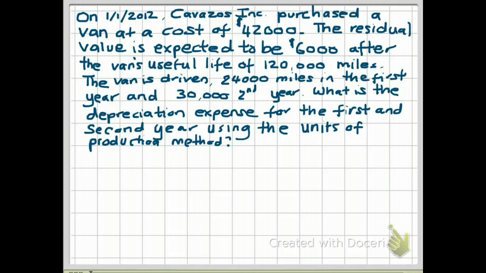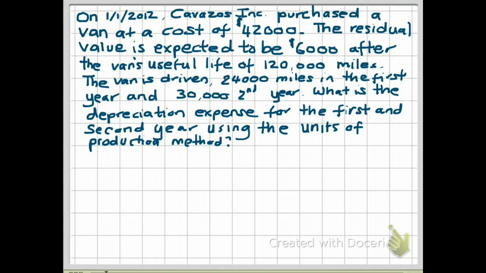Let's take a look at an example next. On 1/1/2012, Cavazos Inc. purchased a van at a cost of $42,000. The residual value is expected to be $6,000 after the van's useful life of 120,000 miles. The van is driven 24,000 miles in the first year and 30,000 in the second year. What is the depreciation expense for the first and second year using the units of production method?